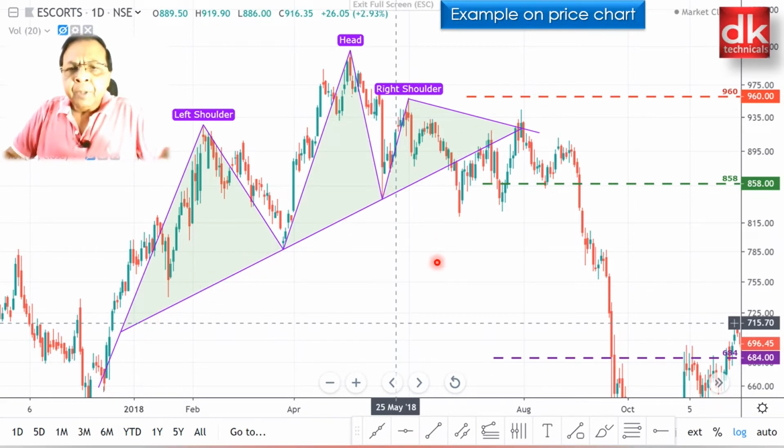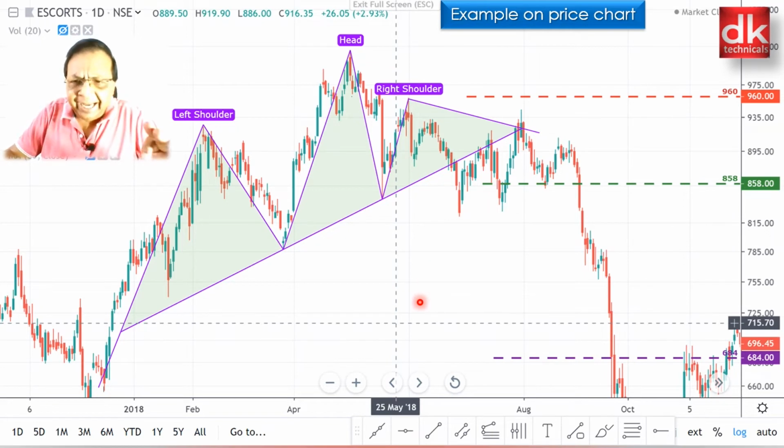So friend, this is the breakdown of the head and shoulder, indicating that after the distribution phase, the price has now come into the markdown phase, where the process of redistribution will continue and the price structure would be lower highs and lower lows kind of price formation.